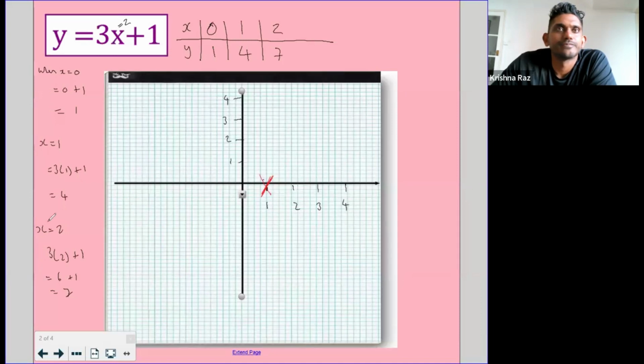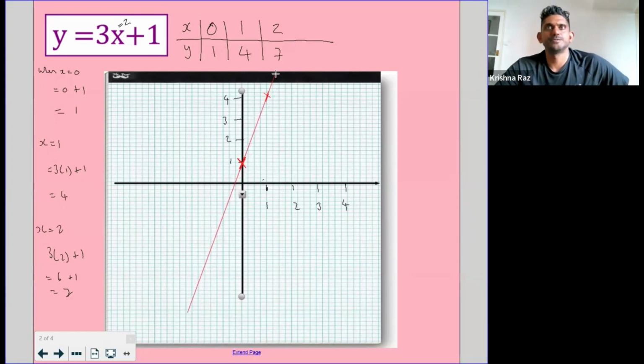Sorry, first one was garbage. When x is 0, y is 1. That will go here. When x is 1, y is 4. That will go there. And 2, 7's off the graph, so it doesn't matter. And we draw that up, we connect the points. And that's the straight line. Job done. Let's do one more.